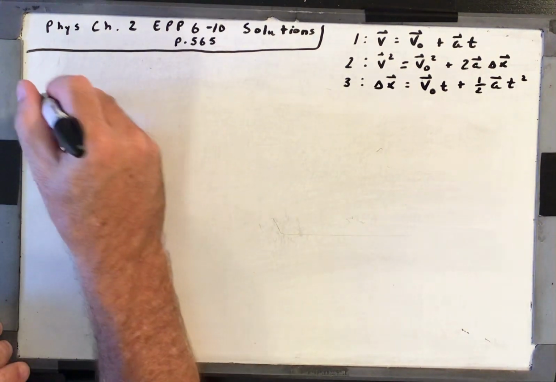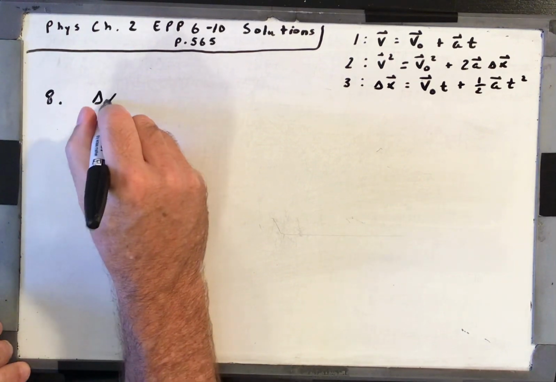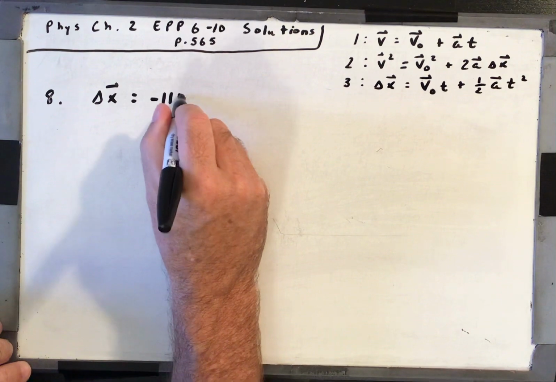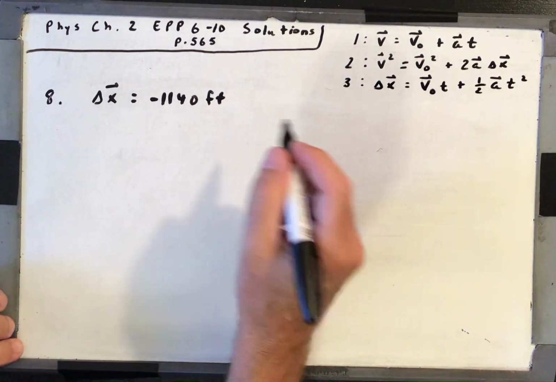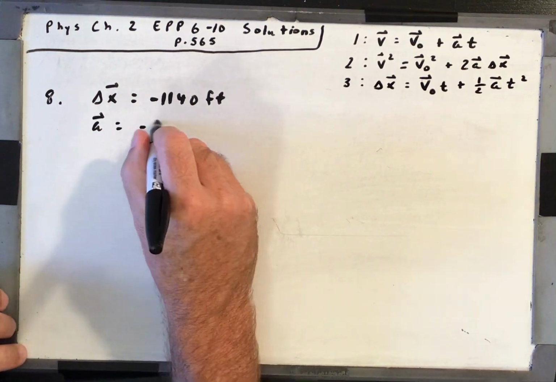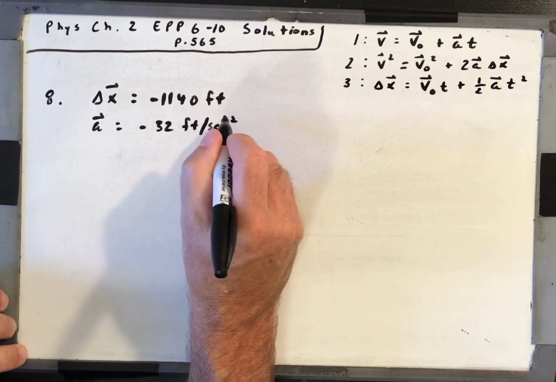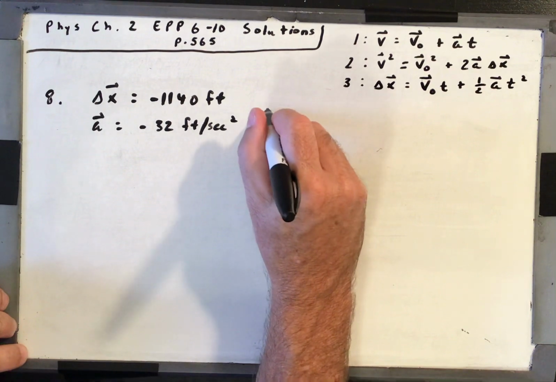Okay, so number 8, displacement is equal to negative 1,140 feet. It's being dropped down, so it's negative. Acceleration, we're in feet, so negative 32 feet per second squared. We want to know final velocity.